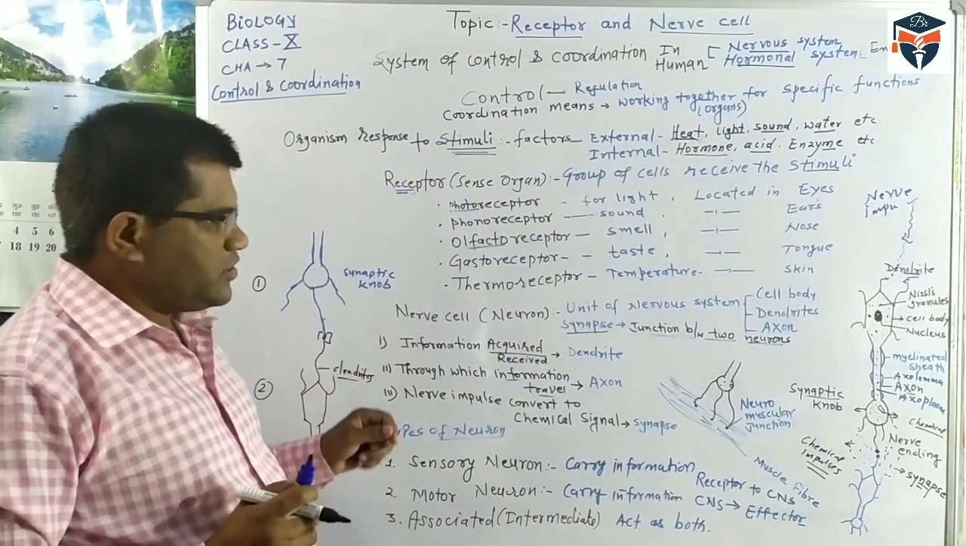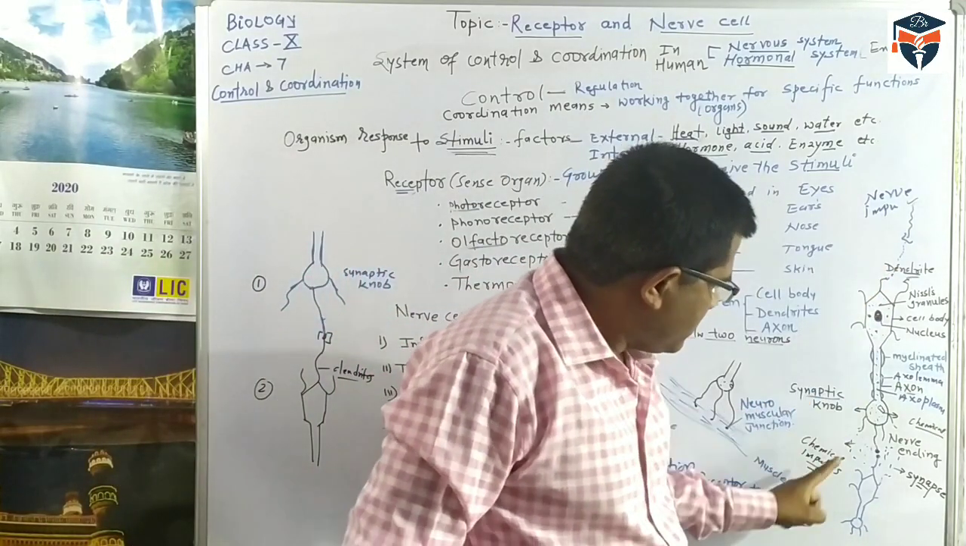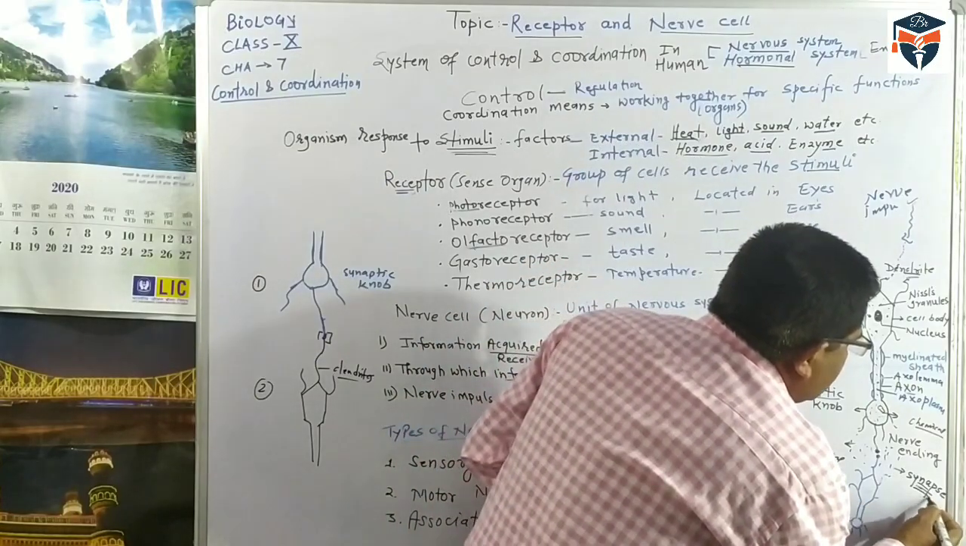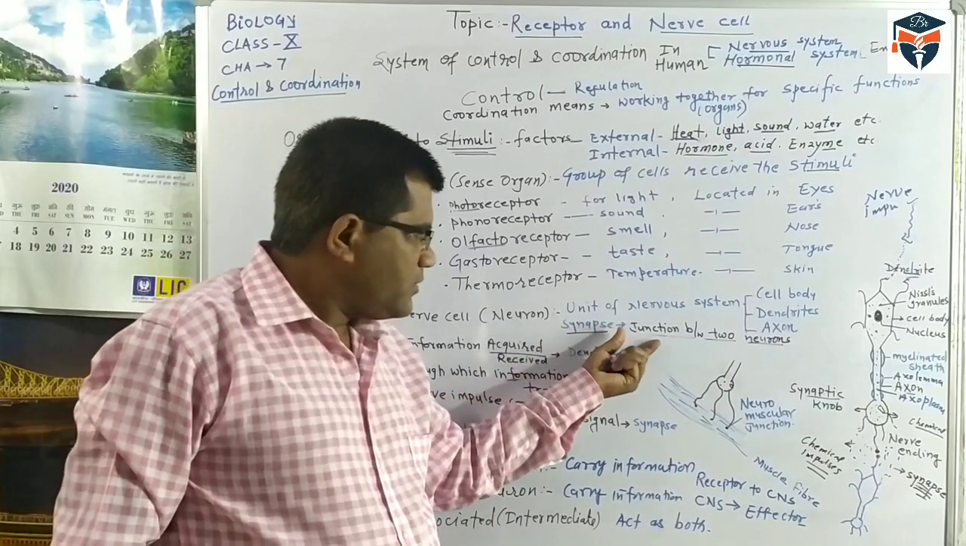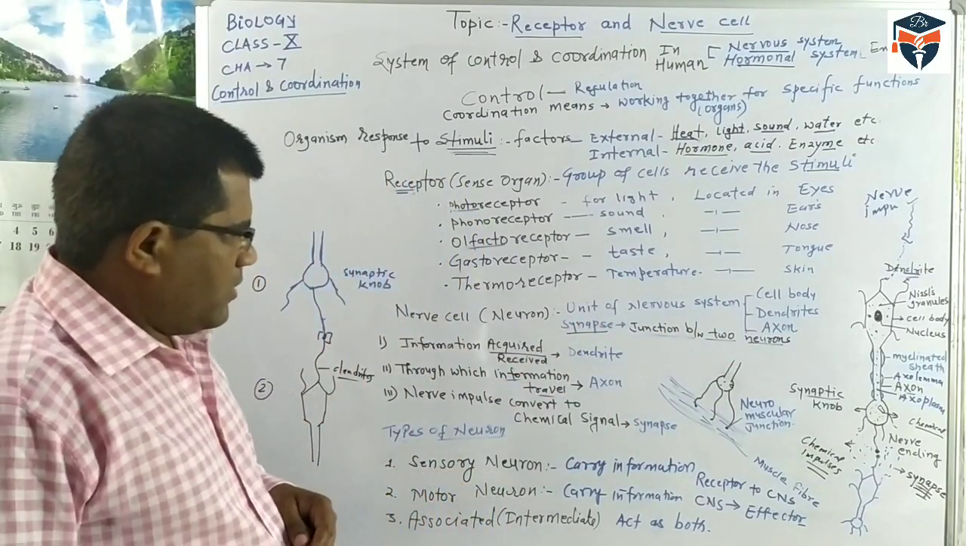So many times a question is asked to you: where does the nerve impulse change into the chemical impulse? So the answer is in the synapse. And what is synapse? It is a junction between two neurons.